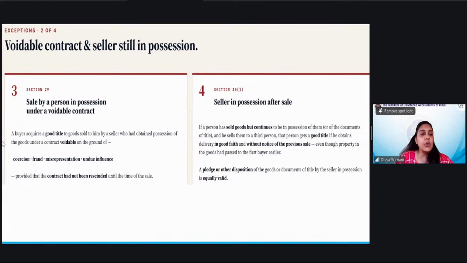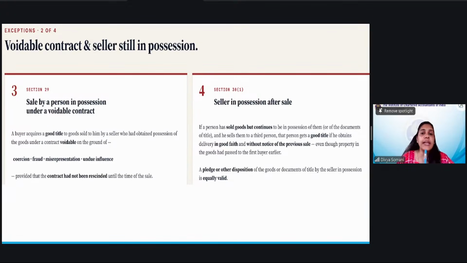So let me just read it out for you. A buyer acquires a good title to goods sold to him by the seller who had obtained the possession of the goods under the contract voidable on the ground of. Till this point, just assume that I am the seller. I have obtained this pen under the voidable contract. So Pooja is the original owner of this pen.